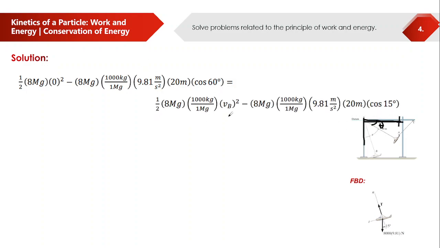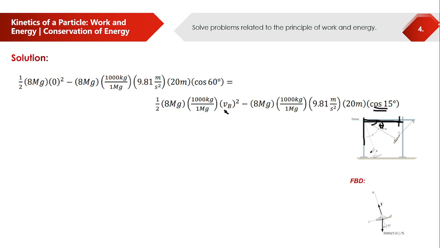And for the final, we have 1/2, and this is for before it crashes, right? So this is its final position, or final velocity, rather. Okay? So 1/2, 8 megagrams, we convert to kilograms, times V sub B squared, minus 8 megagrams times 1,000 kilograms over 1 megagram, times 9.81 times 20 cosine 15 degrees. Okay? This is its final position.